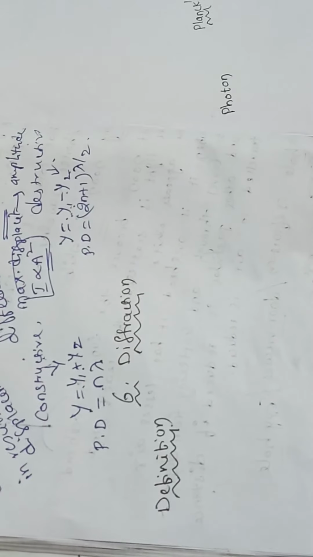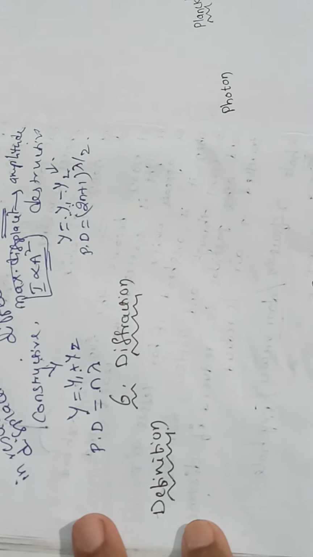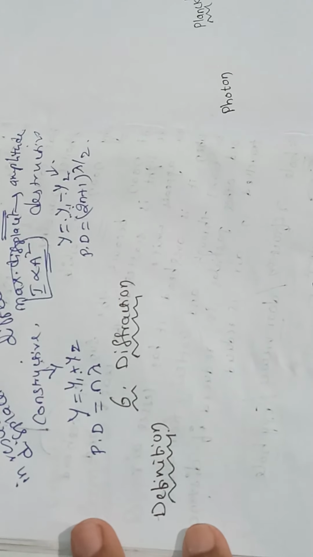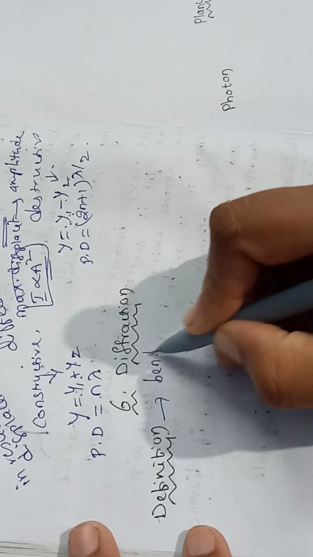Now next, the sixth property of light is diffraction. Diffraction means bending of light.